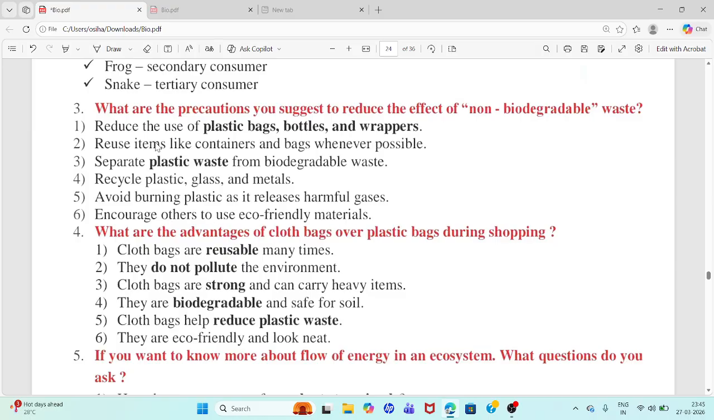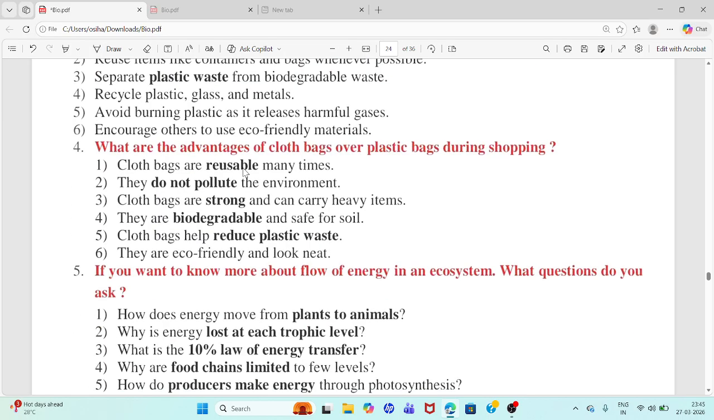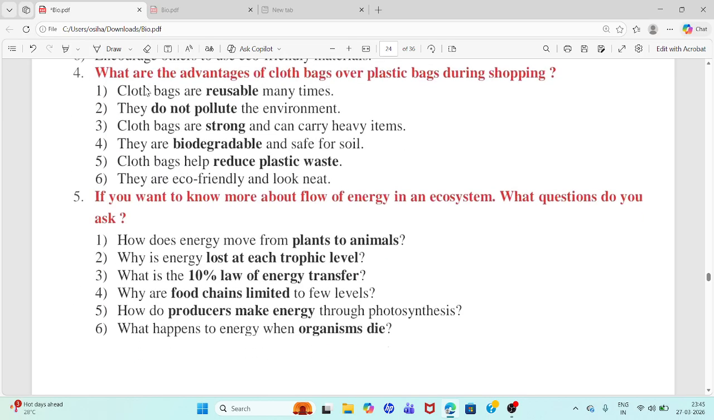These are the precautions you suggest to reduce the effect of non-biodegradable waste. Fourth question: what are the advantages of cloth bags over plastic bags during shopping? Cloth bags are reusable many times. They do not pollute the environment.